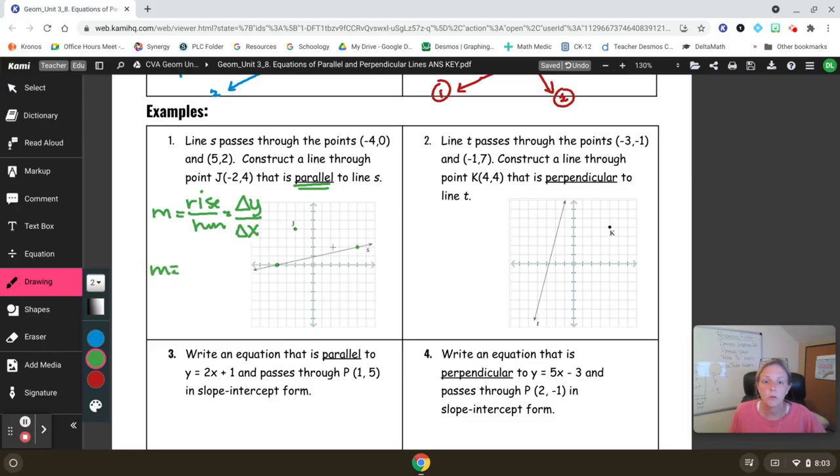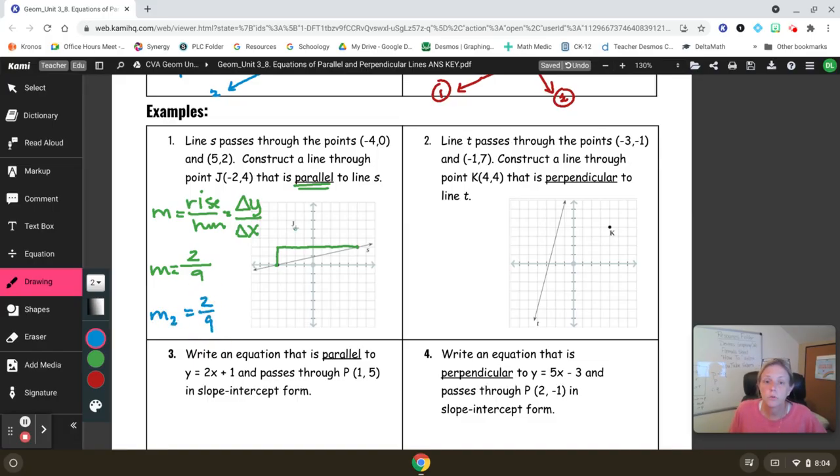For this one, I know that I have a positive slope, and I can count my boxes to see. I have to go up 2, so that means my delta y is 2, and I have to go to the right 1, 2, 3, 4, 5, 6, 7, 8, 9. So that tells me the slope of my given line is 2/9. Now parallel, we learned, means that it has to have the exact same slope. So the slope of my new line, or line 2, also has to be 2/9.